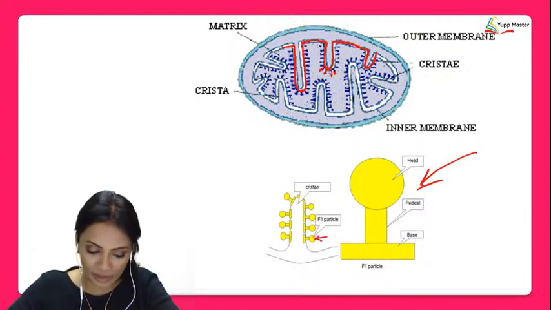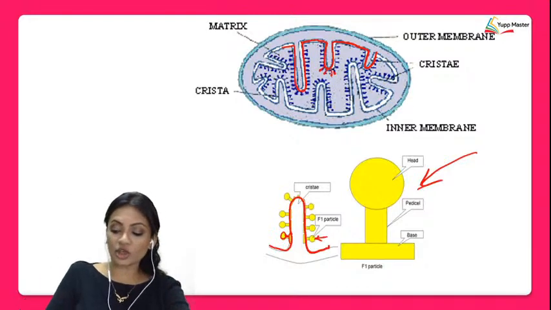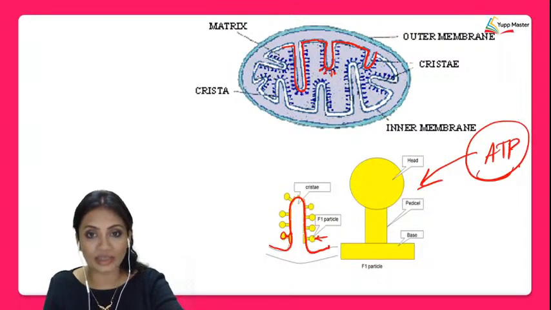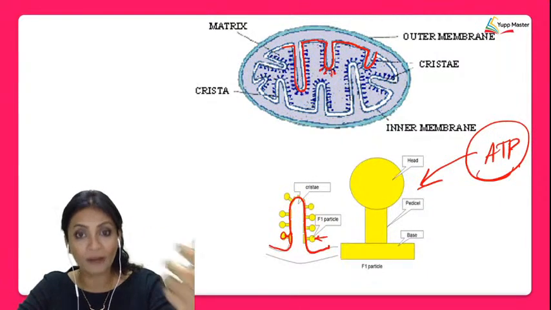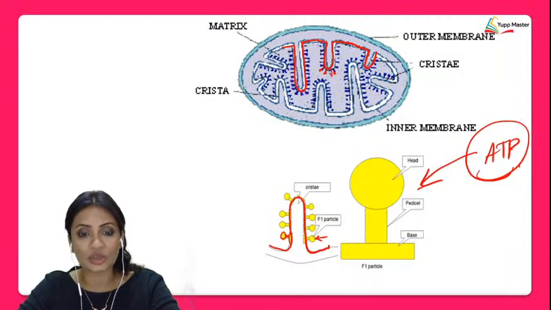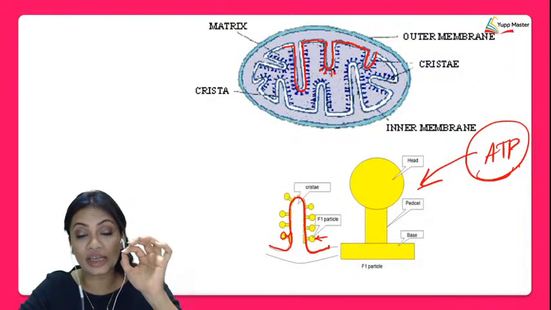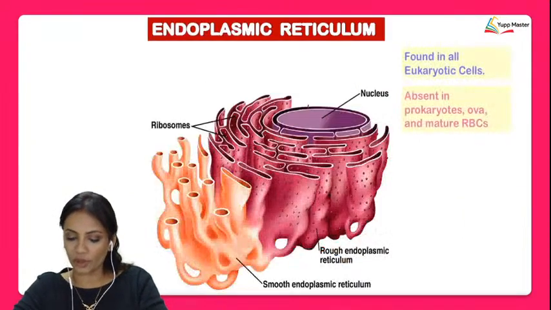In this diagram, this what you're seeing is the cristae, and these on top are the oxysomes. The oxysome is the site where ATP is actually going to be synthesized, alright. So the more oxysomes present in the mitochondria, the more ATP it is going to be able to make, and that is why we have an inner membrane which is infolded, alright.